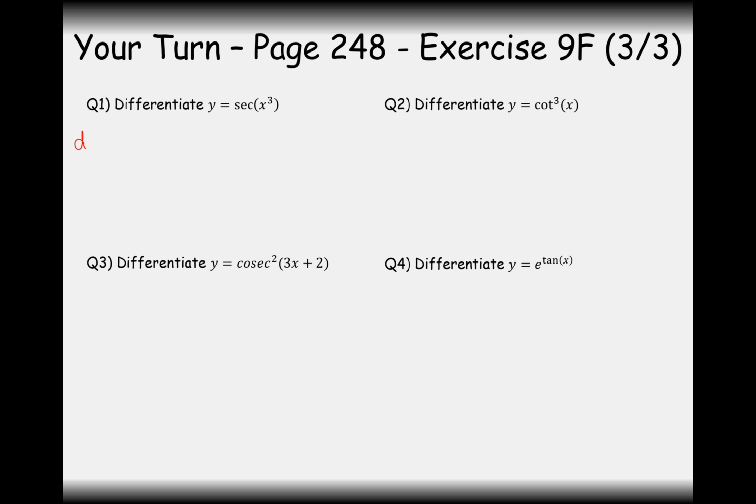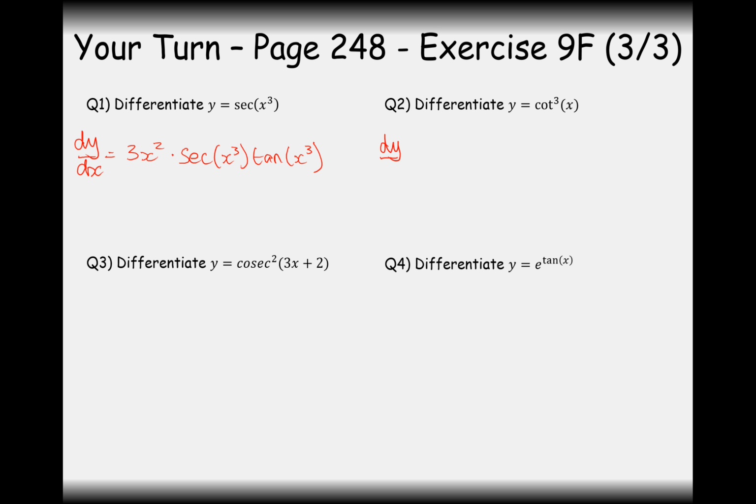Right, okay then, so the answer for the first one, the derivative of the inside function is 3x squared. Then we're going to times this by the derivative of the outside function. The derivative of the outside function is sec tan, so in this case here it's going to be sec x cubed tan x cubed. And that's the answer to question 2.